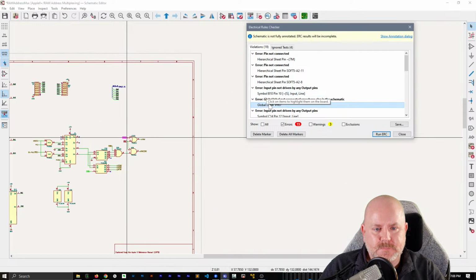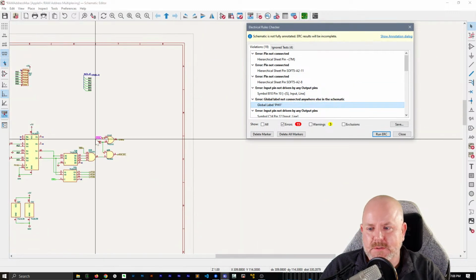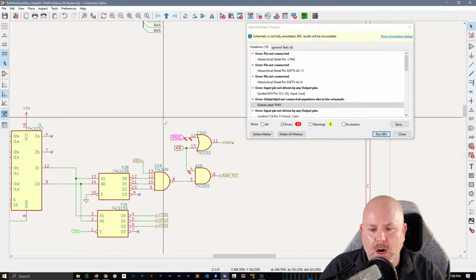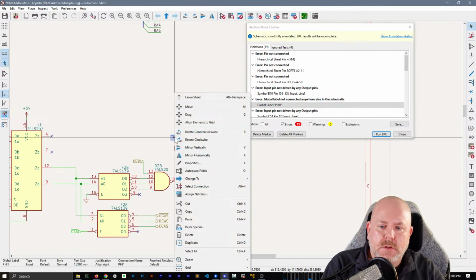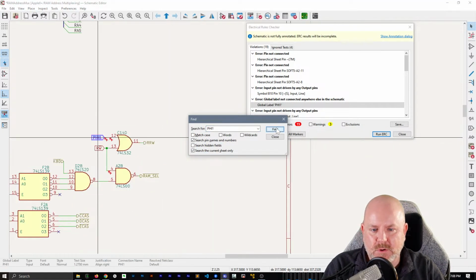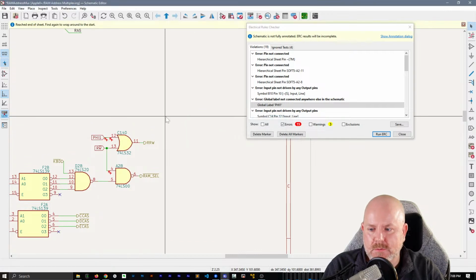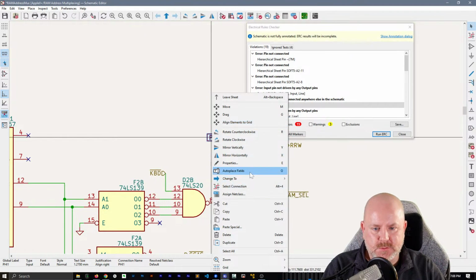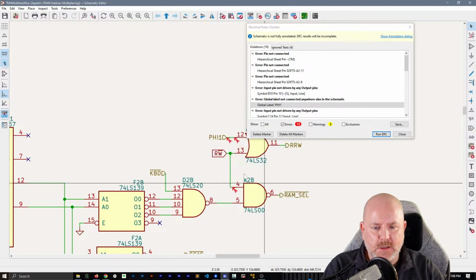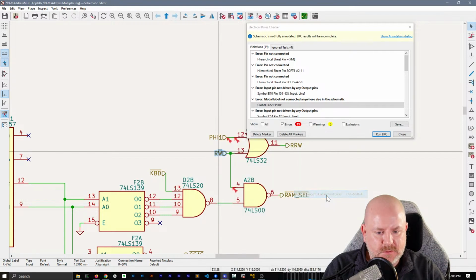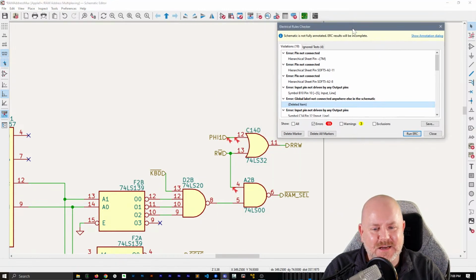What is this? This should not be a global label. Okay. Is there a phi 1 in this sheet somewhere else? No. Okay. So we need to right click and do change to hierarchy. How do you say this word? Hierarchical. That doesn't sound right to me.